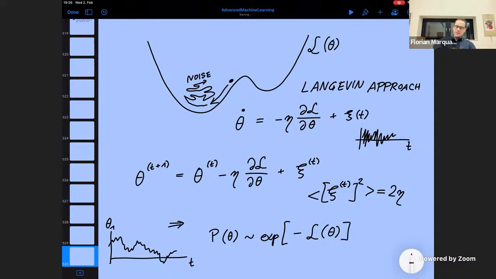Maybe I should point out that the eta up here and the eta down there have even different dimensions, obviously, because up there that was a differential equation. So eta would be looking like a rate if everything else is dimensionless. Whereas down here, it's really only a number.